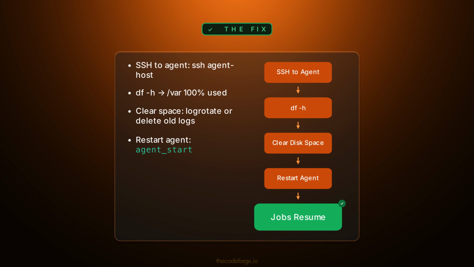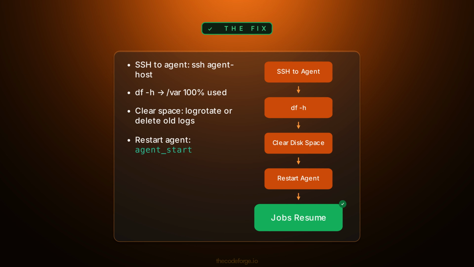Run df -h to confirm the disk is full. Find large files with du -sh /var/log/* | sort -h. Rotate or delete old logs. Then restart the agent with /opt/CA/WorkloadAutomationAgent/bin/agent start. Verify with auto_ping agent host. Jobs will automatically resume from PEND_MACH to running.